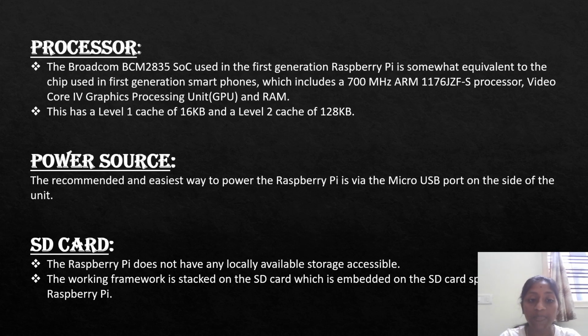Power source. The recommended and easiest way to power the Raspberry Pi is via the micro USB port on the side of the unit. Third one is the SD card. The Raspberry Pi does not have any locally available storage. The operating system is loaded on the SD card, which is embedded in the Raspberry Pi.